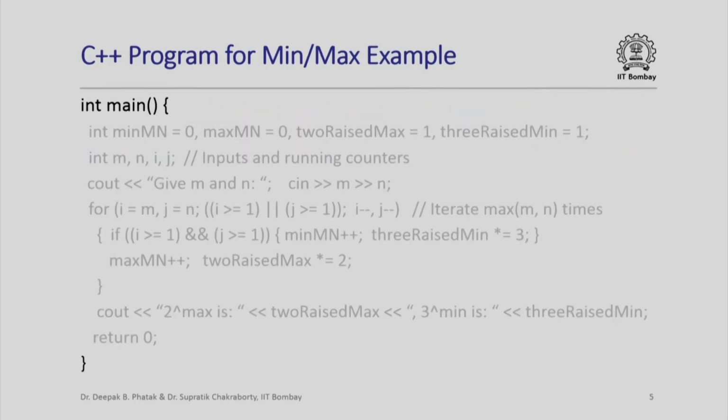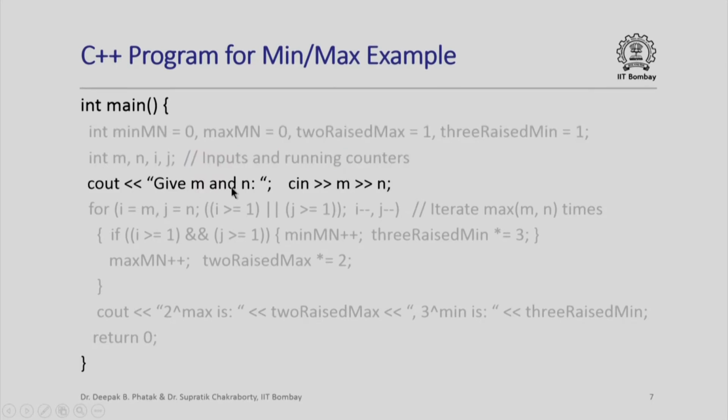So let us look at how a C++ program for this MinMax example might look. I have grayed out some parts of the program that I am not going to focus on in the current slide, and I have written in black the parts that I am going to focus on. So we start off with our main function, which returns a value of type int. We declare some variables. Here I have variables called min of mn and max of mn, both integers initialized to 0. I also have 2 variables, 2 raised to max and 3 raised to min, both initialized to 1. I of course have variables for the inputs m and n, and I have 2 counters called i and j, also of integer type.